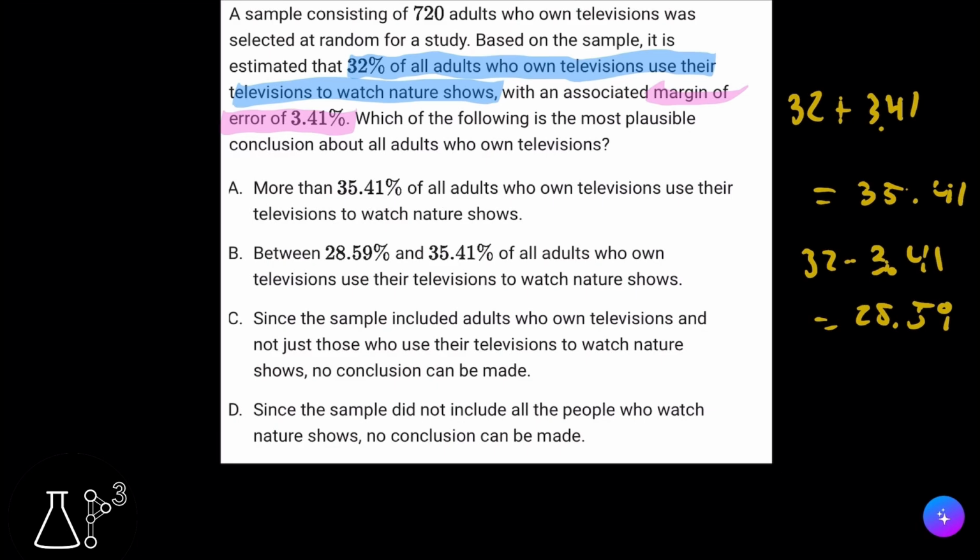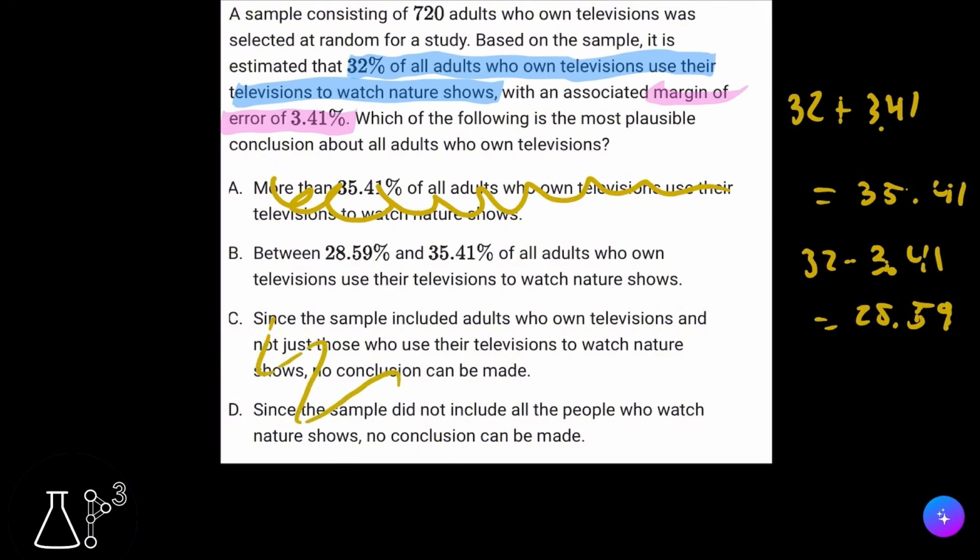And we have to look for my best conclusion for the adults who own televisions. So here's a little trick for these types of questions. As we can see, only B shows us the margin of error between 28.59% and 35.41%. A, C, and D don't mention anything about my margin of error at all. A has a percentage, but it talks about more than 35.41% of all adults who own television using their television to watch nature shows. In fact, that is not true because my highest number can only be 35.41%. Anything greater is not going to be in my range. Therefore, A is incorrect, and C and D are incorrect because they don't even talk about my margin of error.